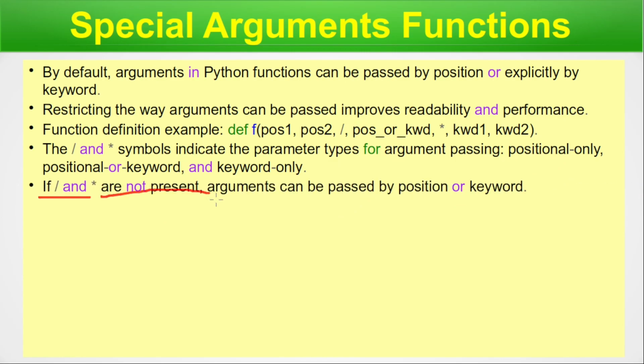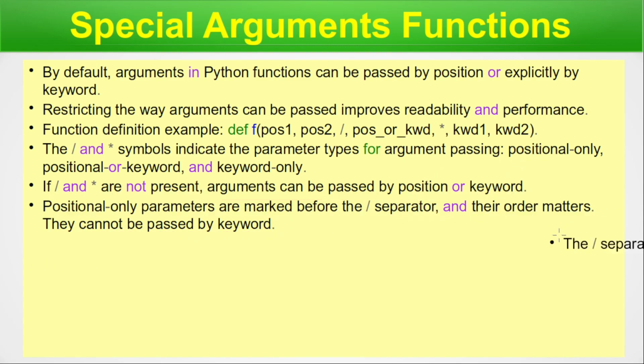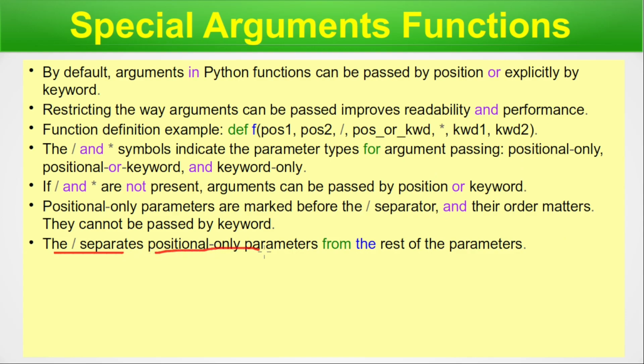If slash and star are not present, arguments can be passed by position or keyword. Positional only parameters are marked before by the separator, the slash. Their order matters. They cannot be passed by keyword. The slash separates the positional only parameters from the rest of the parameters. So that means these two positional only parameters are separated by a slash. This is a separator inside the argument. The positional only parameters will be before this slash.